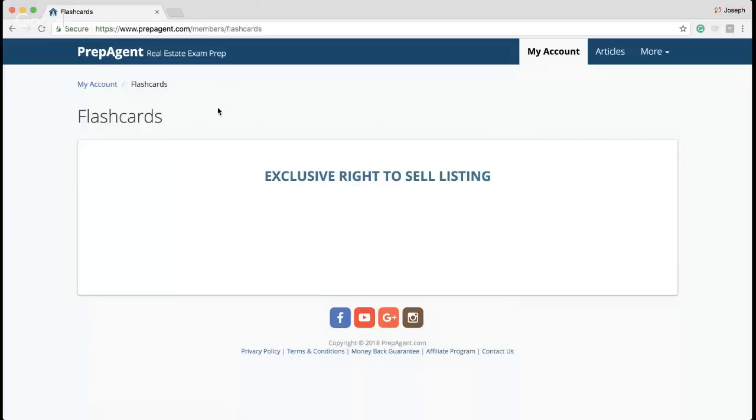Okay. Do you need to prove that you are the procuring cause in an exclusive right to sell listing? No, you do not. Do you need to prove that you're the procuring cause in an exclusive agency listing? Yes. Why? Because the seller can sell it themselves, and if they do, they don't need to pay you.